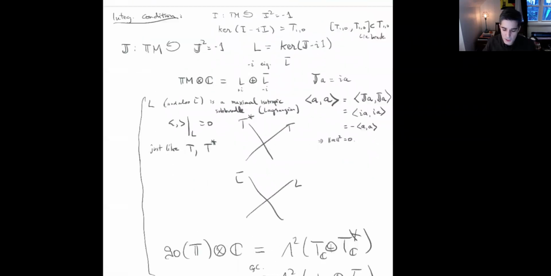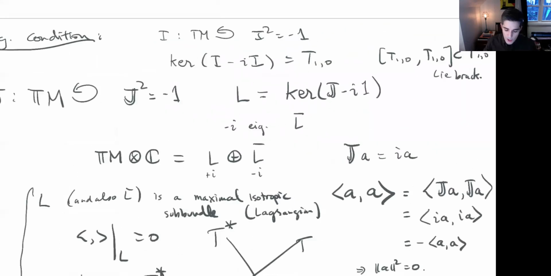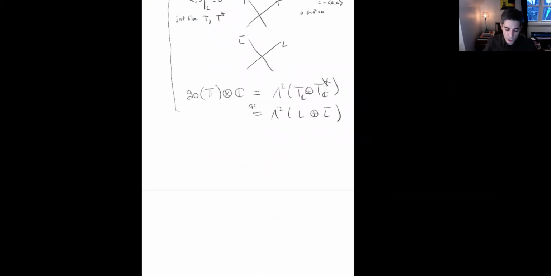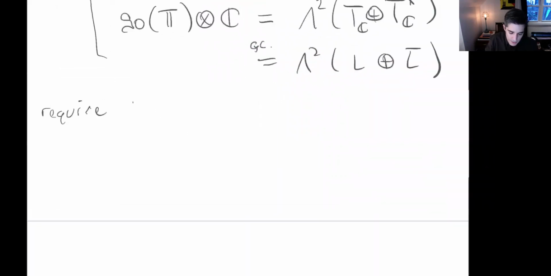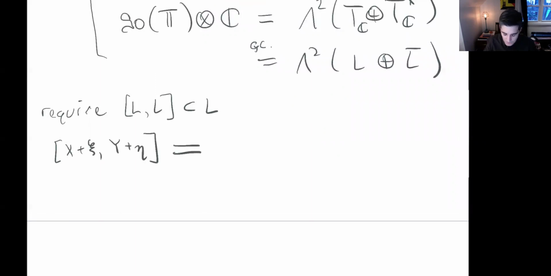Okay, and what do we do with this plus i eigenspace? We just require that it is closed under a bracket. We require that L is closed under this bracket, where this bracket is the so-called Courant bracket. And the bracket looks like this. It's the usual Lie bracket on the vector part, and you need to extend it.